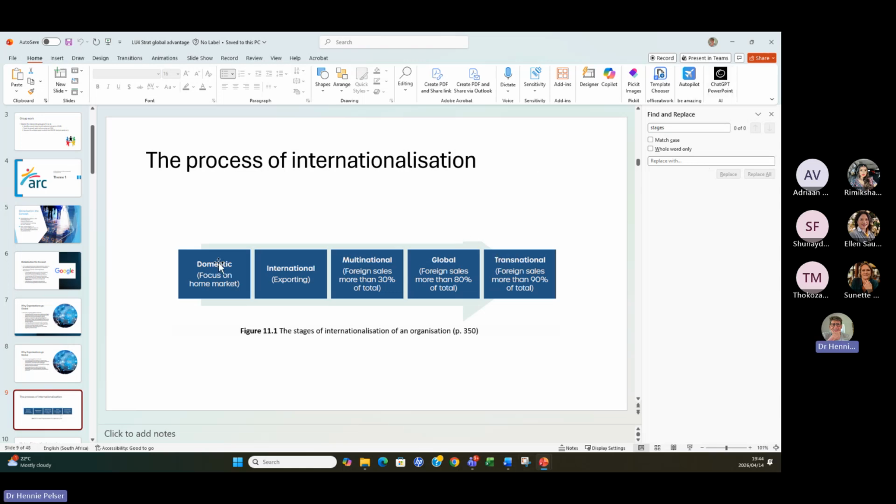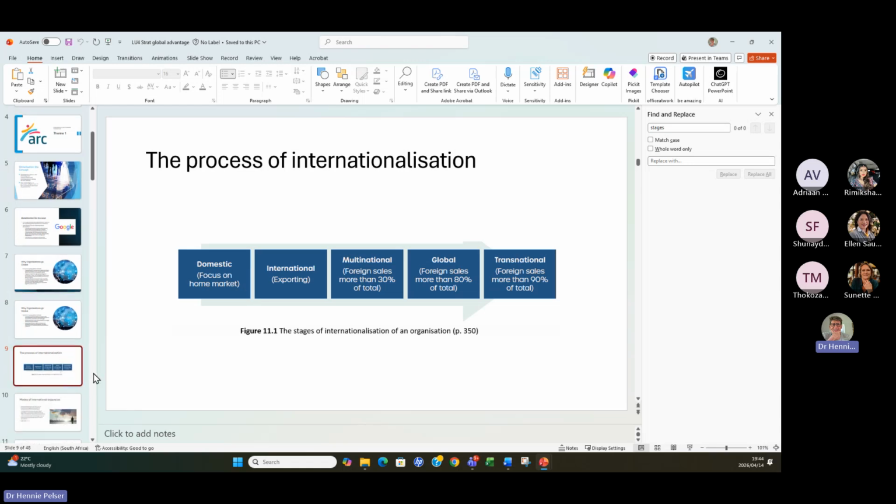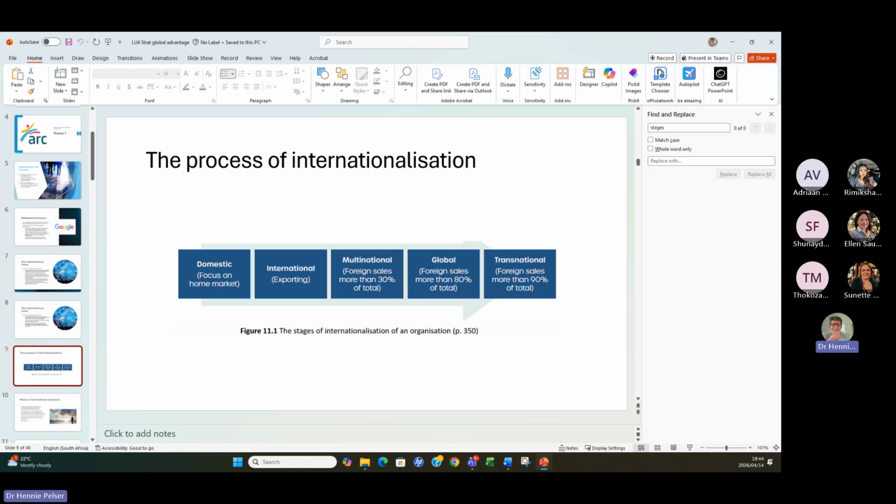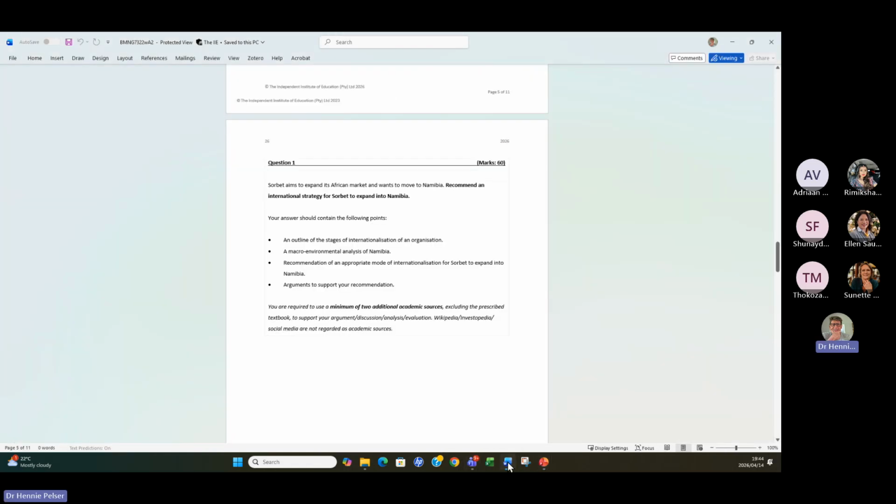Right, so the first one is Learning Unit 4, and it is slide 9 if you need to do a bit of extra research. There's not much in terms of discussion in the textbook. So remember slide 9 for the first bullet point. I'm just opening this again. Then you need to do a macro environmental analysis of Namibia.